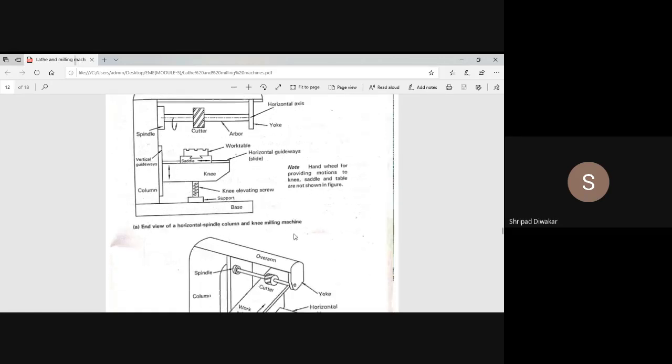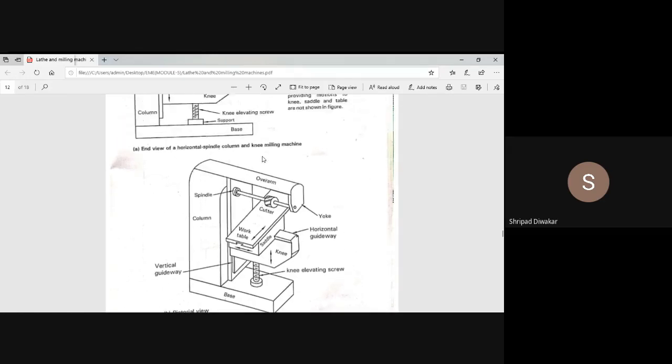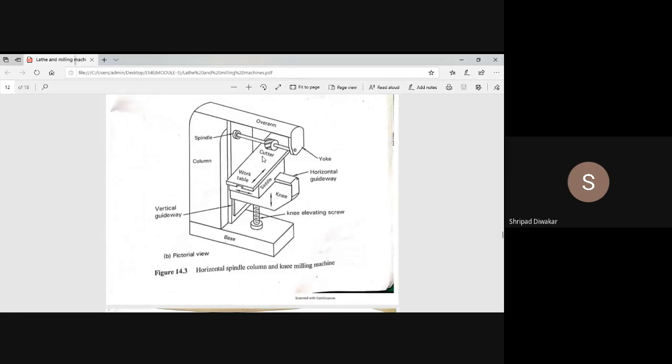On the other hand, we have one more machine. This is a 3D diagram of the horizontal milling machine. You can see the base, and this is the knee elevating screw. You can see this is the work table. The work table reciprocates, and this is the cutter, a multi-point cutter, and this is the arbor. What you first saw was a 2D diagram, and this is a 3D diagram. So this is the structure of the horizontal milling machine.